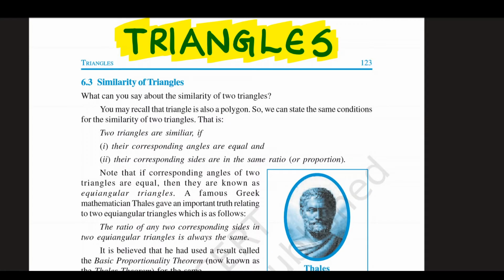In this video tutorial, we will be studying triangles from NCERT. Especially, we will be studying some properties or some theorems. So let's start. In the previous video, we have learned that if two triangles are similar, their corresponding angles are equal and the corresponding side ratio is the same. We have done this.